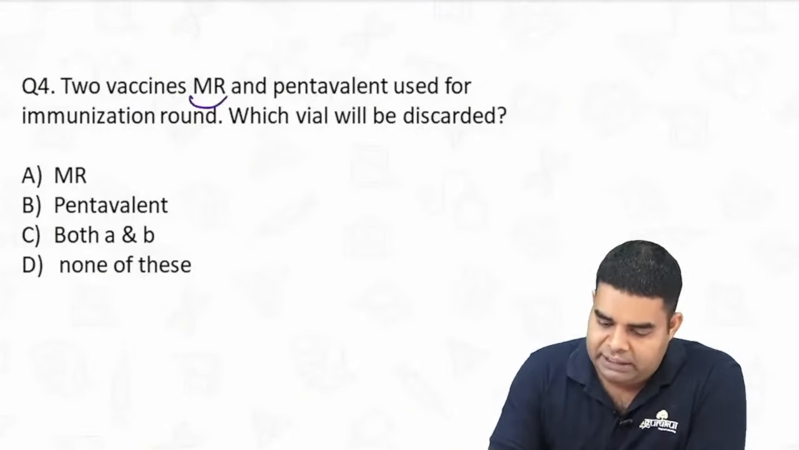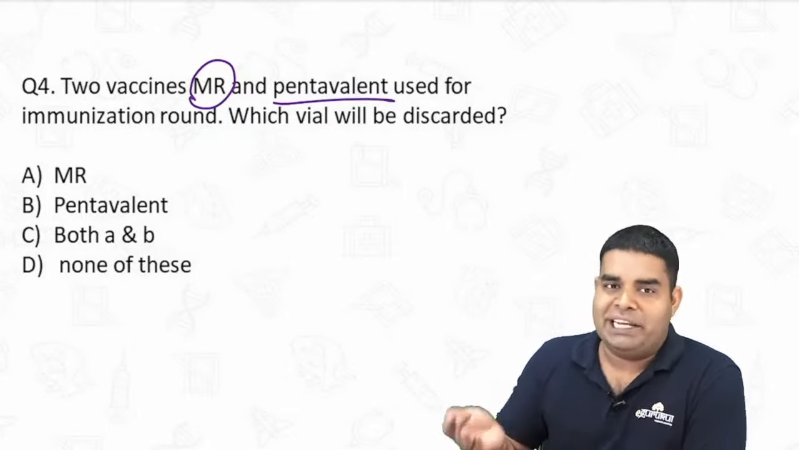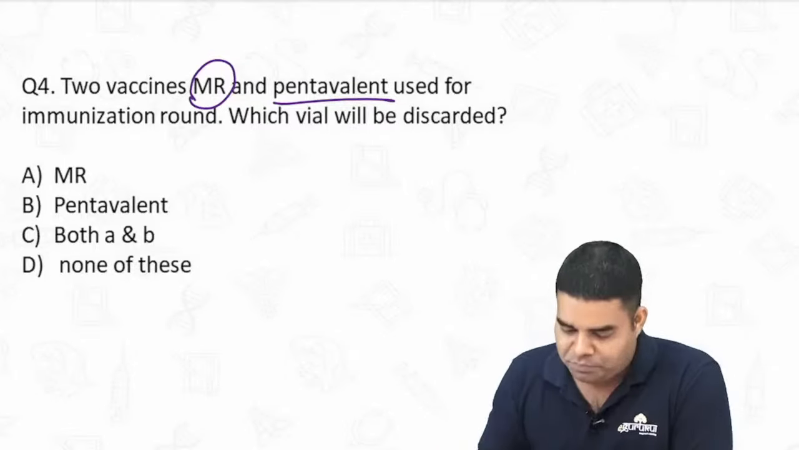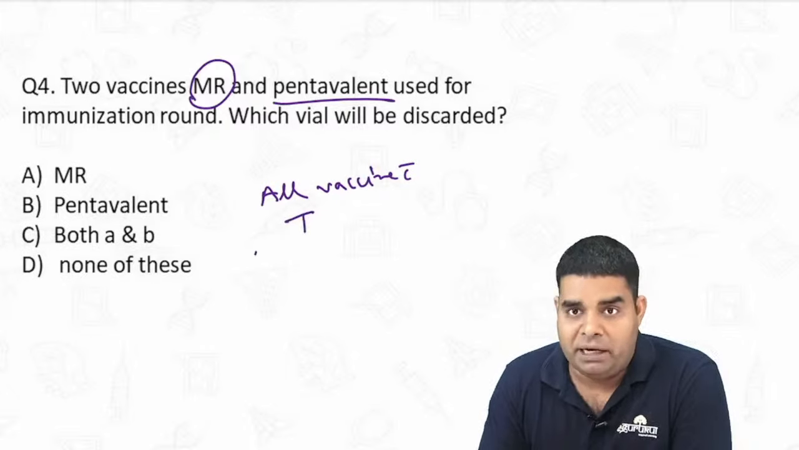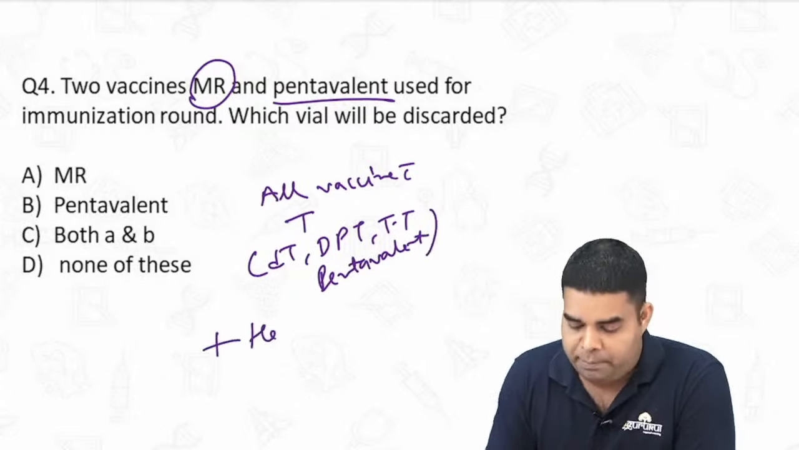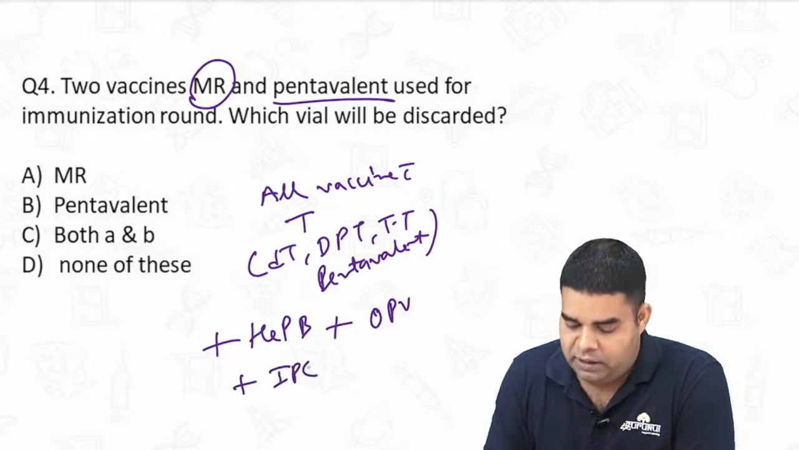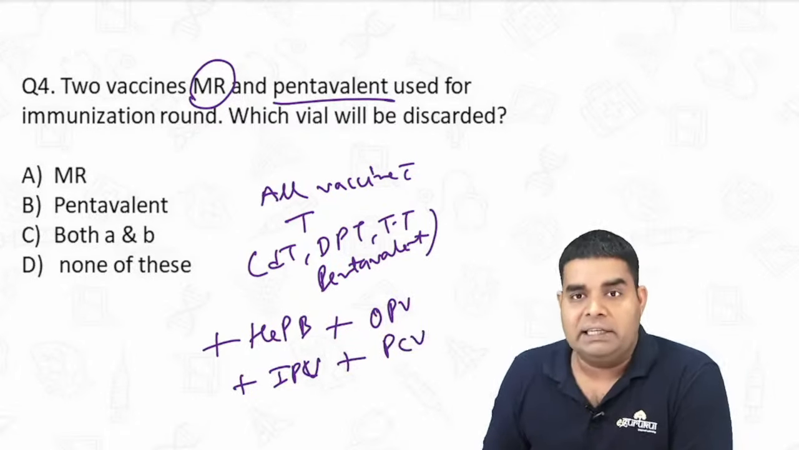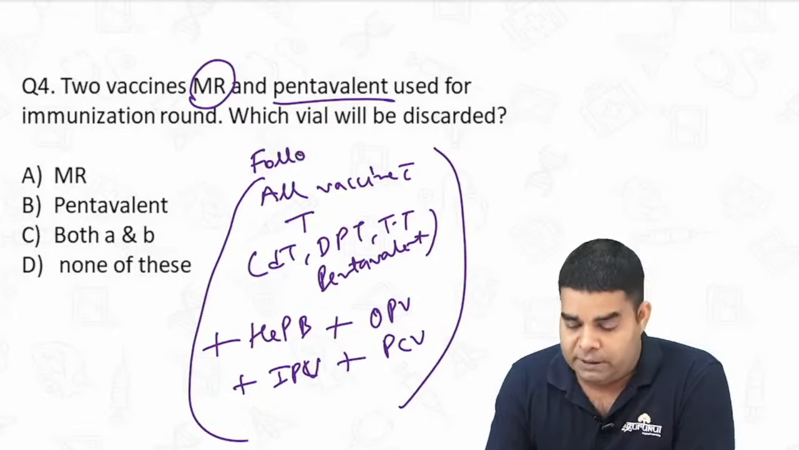They have 2 vaccines, MR and pentavalent. So which vial will you keep for future use, and which will you discard? Remember, all the vaccines with T. For example, DT, DPT, TT, pentavalent, these are all vaccines with T, plus hepatitis B vaccine, plus OPV, plus IPV, plus pneumococcal conjugate vaccine. These are all the vaccines which follow open vial policy.